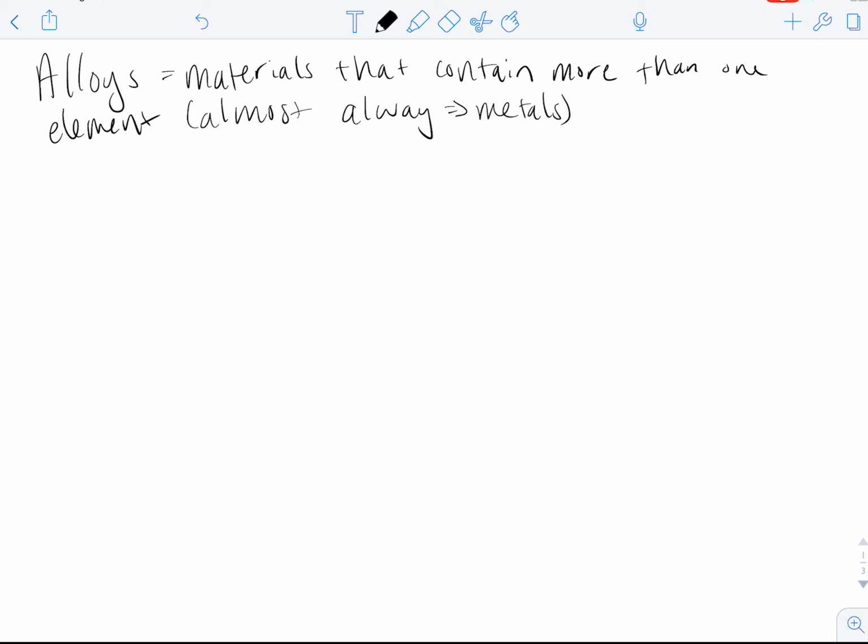Just as a note, one of the common ones that is not just metal material is steel. Steel has iron along with carbon, but generally we're talking about two metals. Okay. Alloys are going to take the initial properties of the metals and change them.